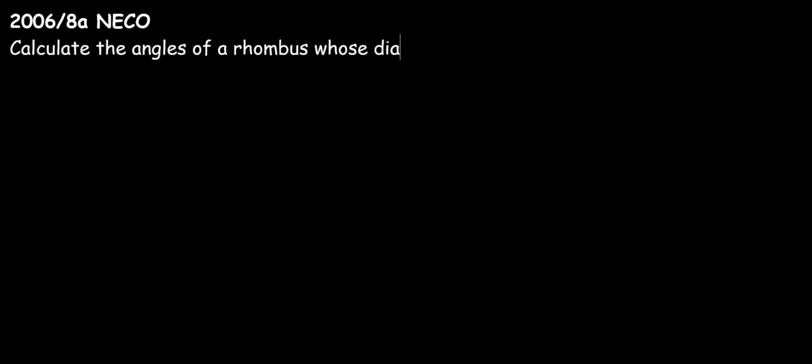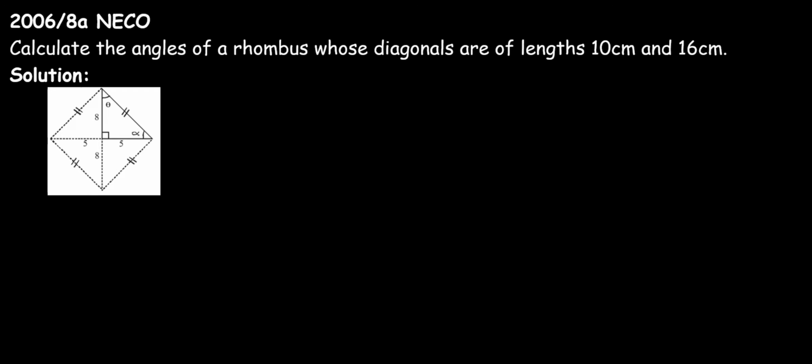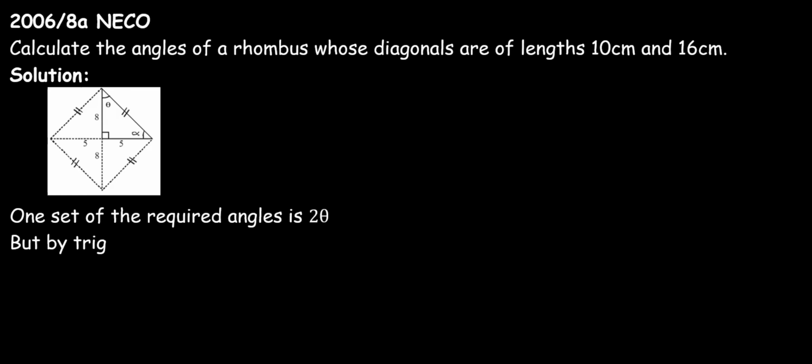Another example. Calculate the angles of a rhombus whose diagonals are of length 10 cm and 16 cm. Solution. Sketching the diagram, we have one set of the required angle as 2 theta. But if you look at the diagram carefully, we only have theta and alpha. That is what we are working with. By trig ratio, tan theta is equal to 5/8 from the right angle triangle that we have there. We are applying TOA, which is opposite over adjacent. Thus, tan theta is equal to 0.625.